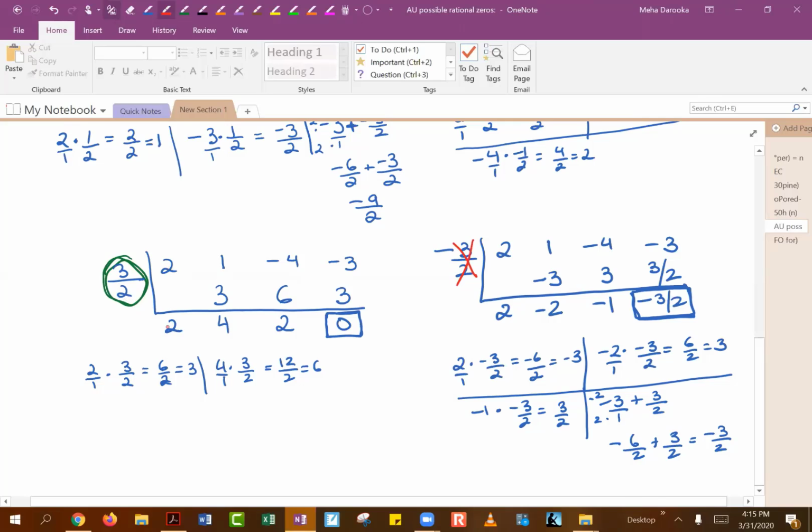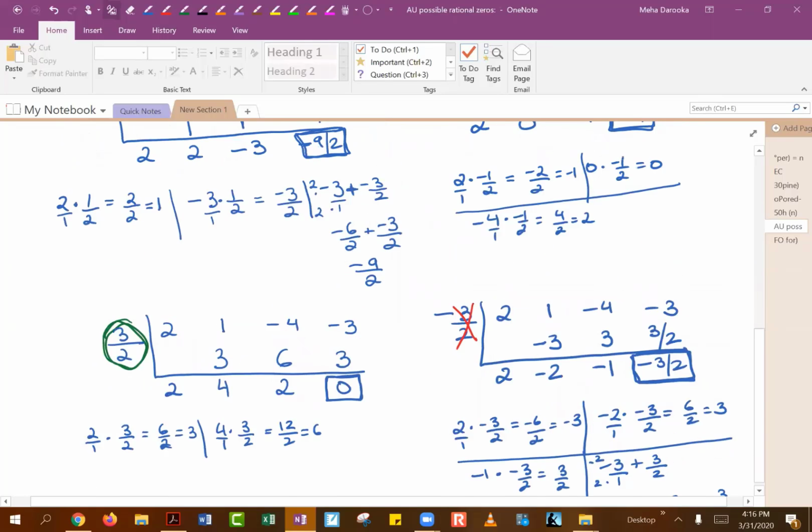So bring down that 2, multiply 2 times 3/2, which is what I've done right here. So 2 multiplied by 3/2 will give us 6/2, which reduces down to a 3. So we bring that 3 over here. 1 plus 3 is 4. 4 multiplied by 3/2 will end up giving you 12 over 2, which reduces down to a 6. So that gives you the 6 here. Adding -4 with the 6 gives you +2. 2 multiplied by 3/2 is the same calculation we did here. So that gives you a +3. And then -3 added with +3 gives you a zero remainder.